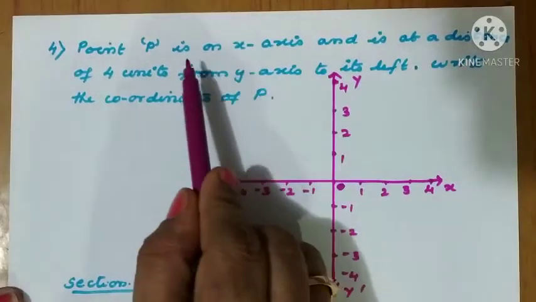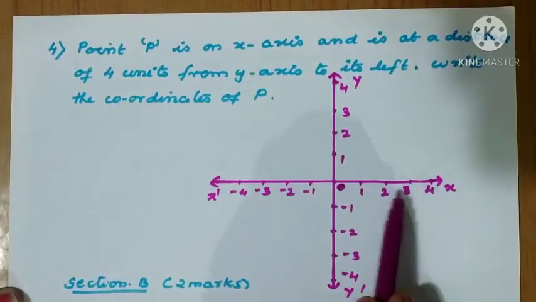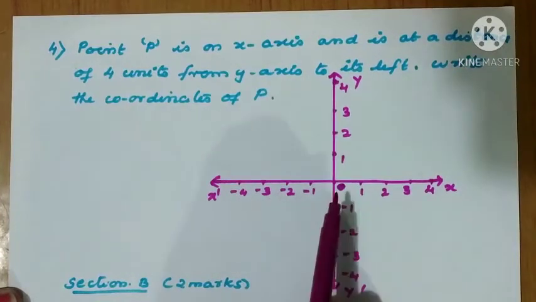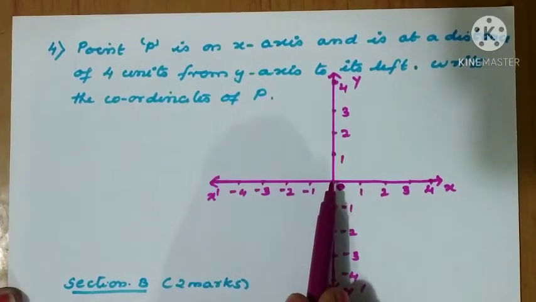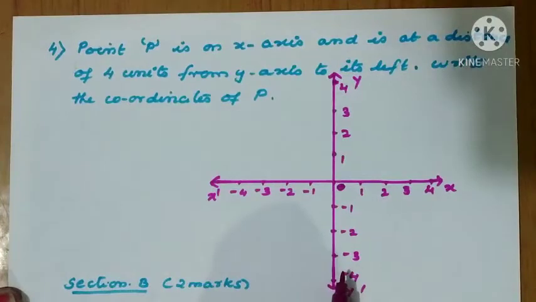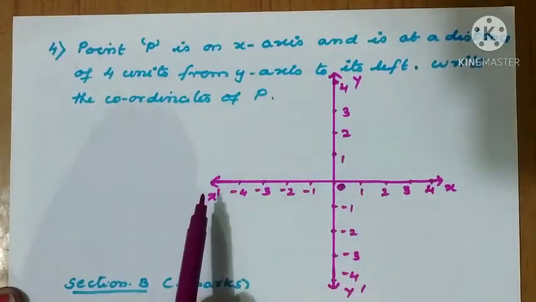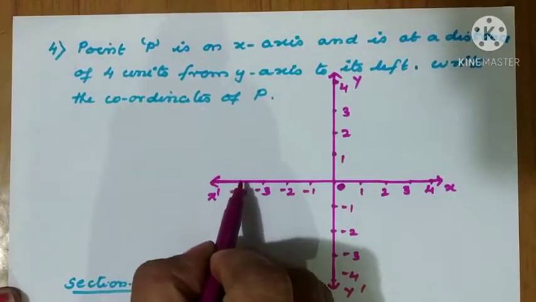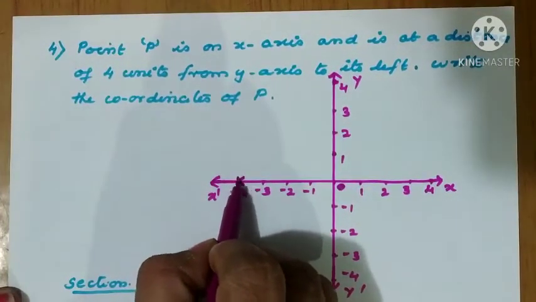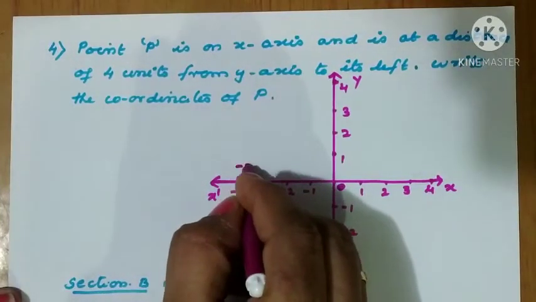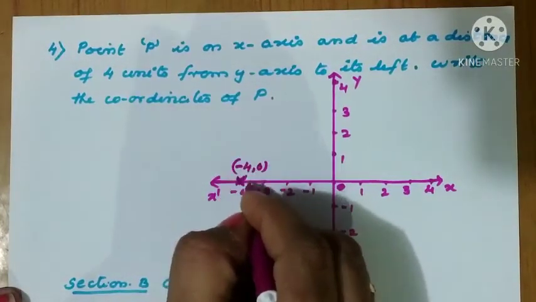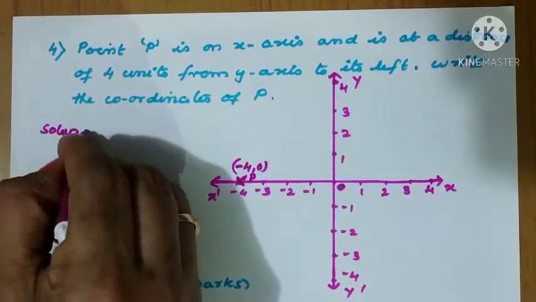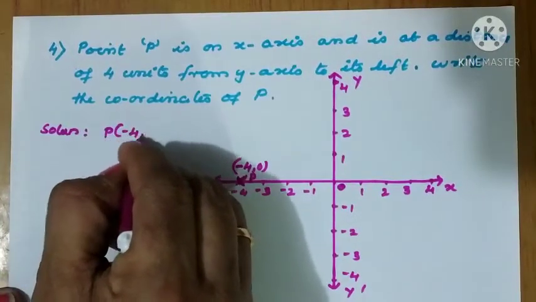Now I'll read the question. Point P on the x-axis. X-axis means the horizontal line. It is at a distance of 4 units from the y-axis. Y-axis is this only, and to its left. So left side direction, 4 units. That means this direction only, and moreover the point is on the x-axis. So this is the point. What is the coordinate of this one? Minus 4, 0. So we'll write that solution: P is minus 4 comma 0.